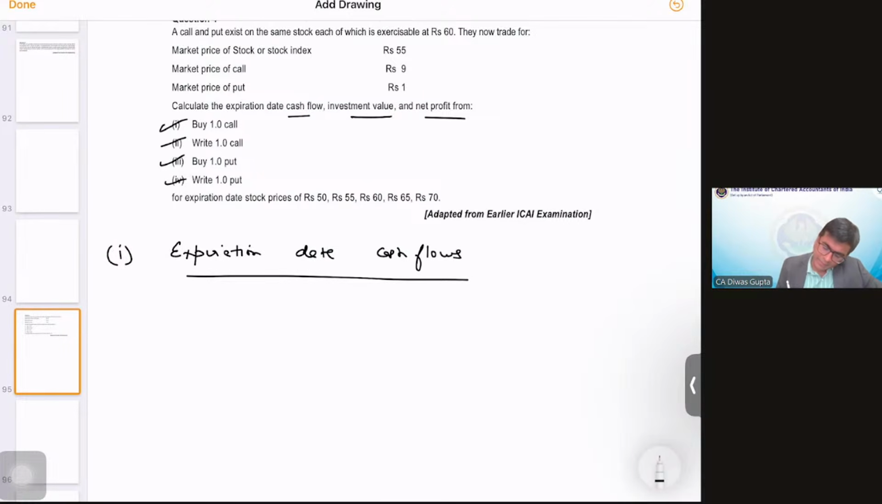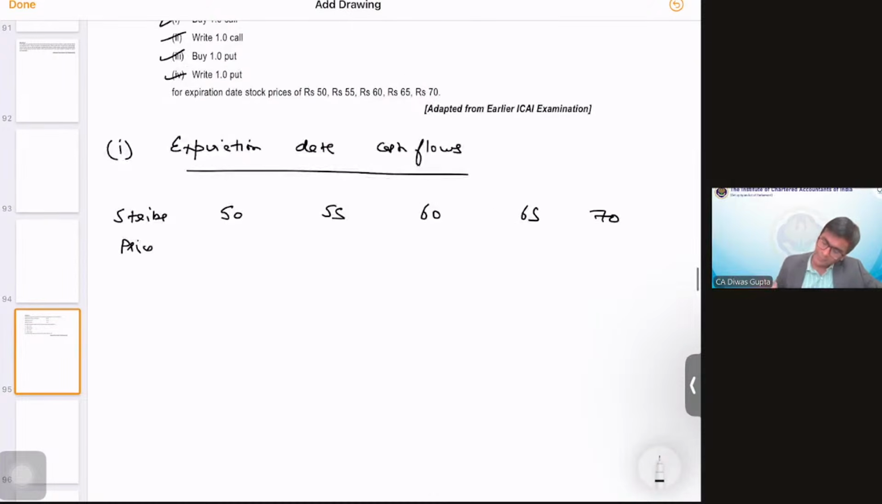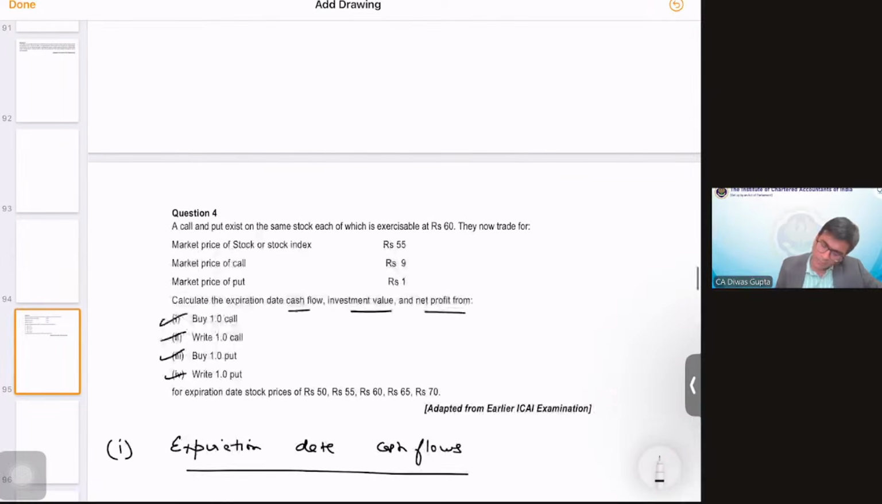The strike price is 50, 55, 60, 65, 70. Buy one call. Call, what is the strike price? 60, right? For both call and put, the strike price is 60.